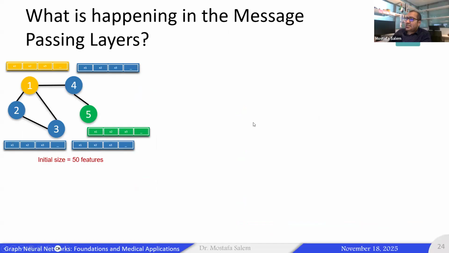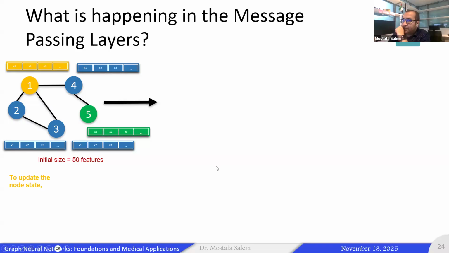Let's assume this is our input graph. You can see the yellow node number one, with the yellow node feature embedding. This is the embeddings for this node. This is the node that we will focus on in the following.